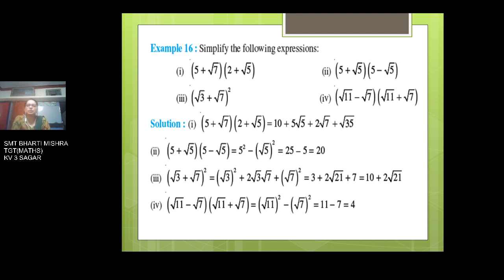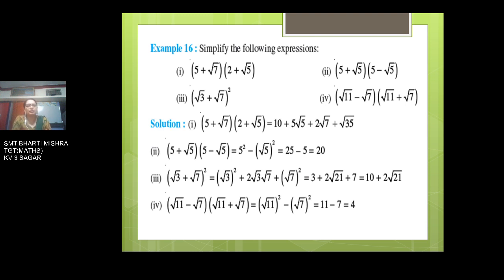Now the second question, (5 plus root 5) and (5 minus root 5). So this is again (a plus b) into (a minus b) is equal to a square minus b square. So in place of a we have got here 5. So 5 square is 25 and root 5 square is 5. So 25 minus 5 results as 20.